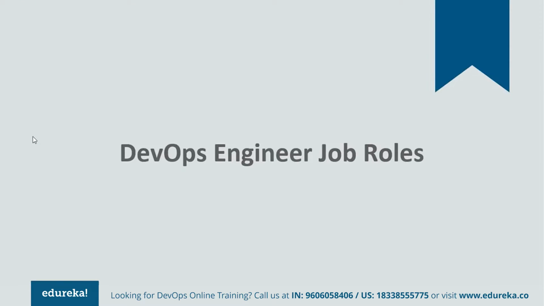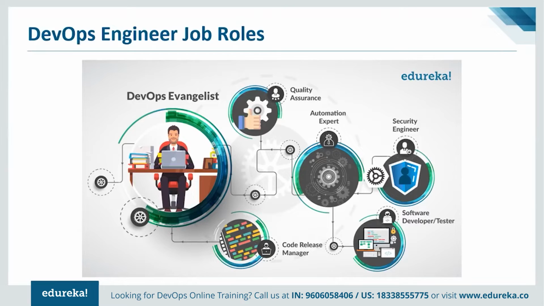Now let us discuss a bit about the DevOps engineer job roles. This is how a typical DevOps team looks, right? So you have DevOps evangelist, experience assurance, code release managers, automation expert, software developer / tester, which is definitely different from the traditional software developer or a tester. And we also have security engineers, right? So let us start with the DevOps evangelist.